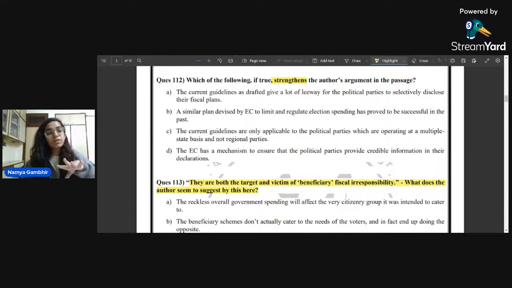Now, such options say that a proposal worked in the past, so we can say that the current proposal would also work. Now, this is a very weak argument to put forward for strengthening a new proposal. If there is a new proposal, I need to argue on the merits of that particular proposal. I cannot say that a proposal worked in the past, so it's going to work in the present as well, which is a very weak sort of argument to support. So, we can eliminate this as well.